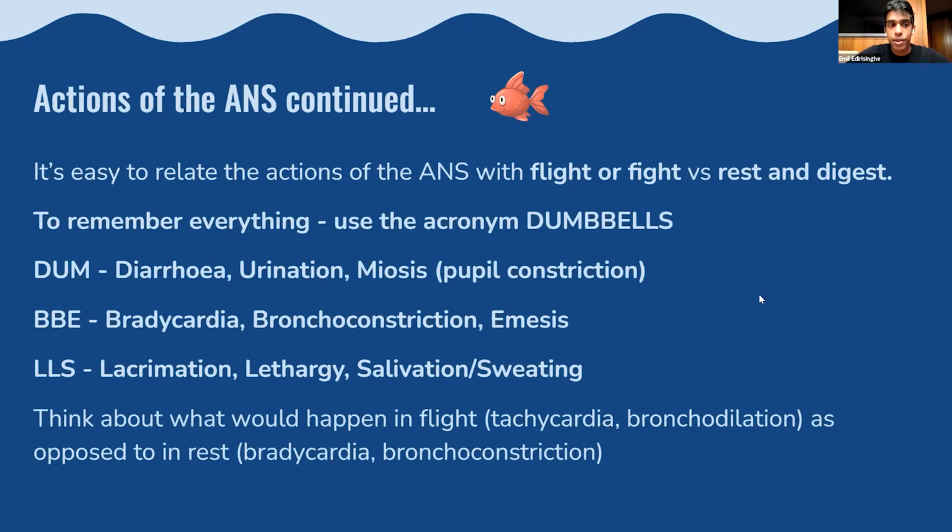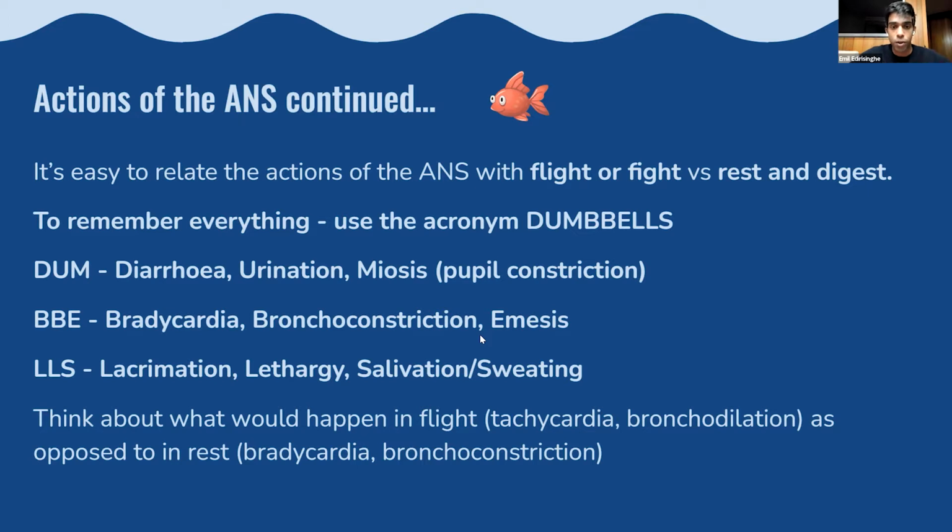So now we'll get on to that intuitive first part of this system, and it's easy to relate these actions of the ANS with the flight or fight, or rest and digest. So to remember everything, just use the acronym DUMBBELS, which applies to the parasympathetic nervous system. So you have DUM, which stands for diarrhea, urination, meiosis, BBE, which stands for bradycardia, bronchoconstriction, and emesis, which is vomiting, and LLS, which stands for lacrimation, lethargy, and salivation/sweating.